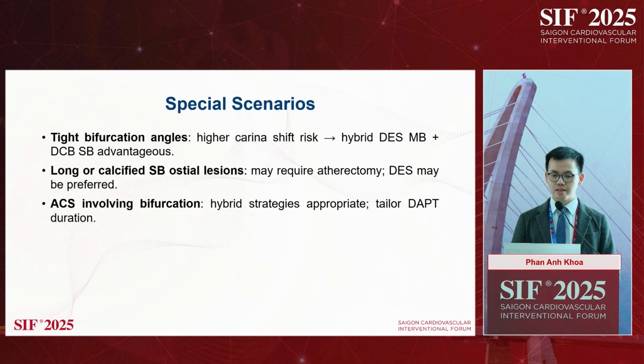And we apply that in some special scenarios: tight bifurcation angles, higher carina shift risk, hybrid DES for main branch and DCB for side branch, long and calcified side branch ostial lesion, or ACS involving bifurcation.